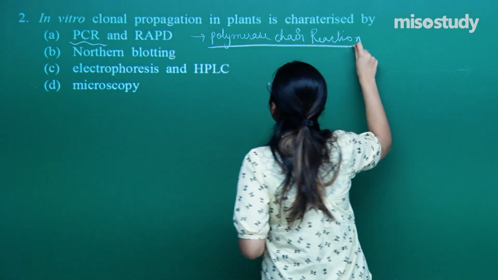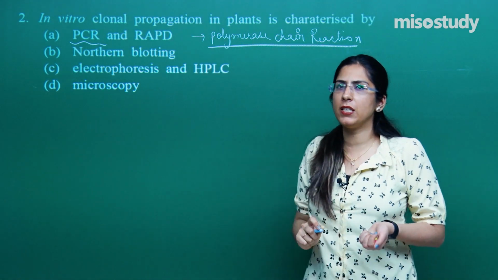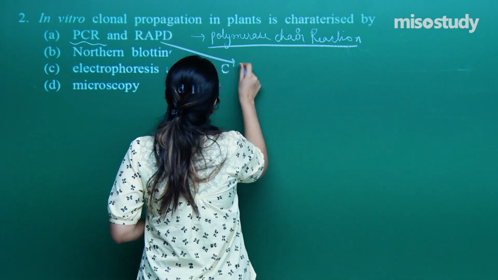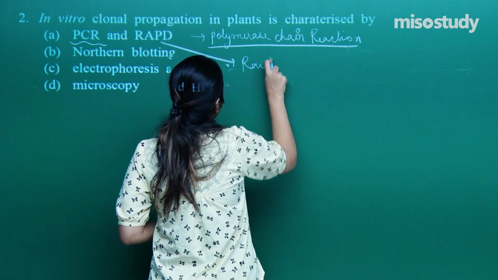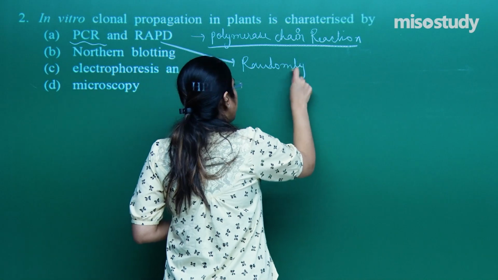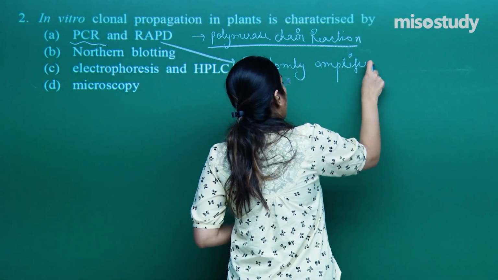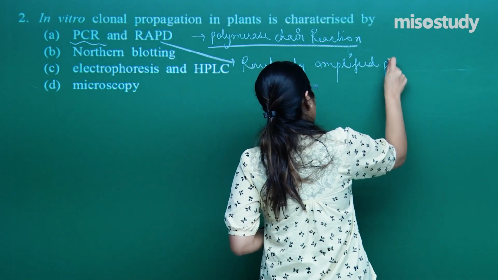You must be wondering why they have written RAPD here as well. RAPD means randomly amplified polymorphic DNA.